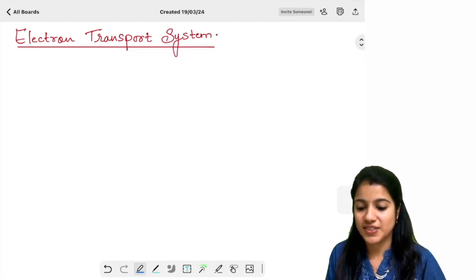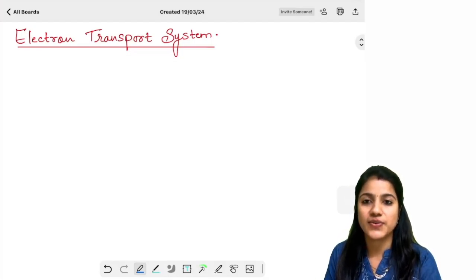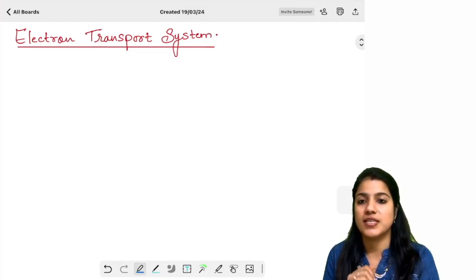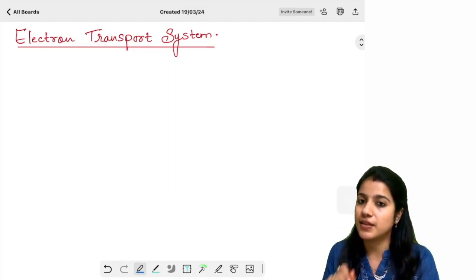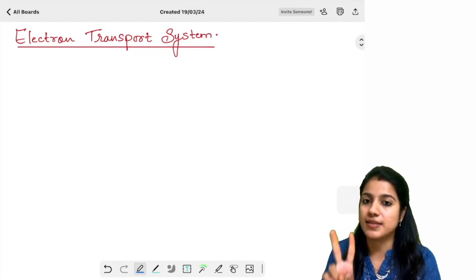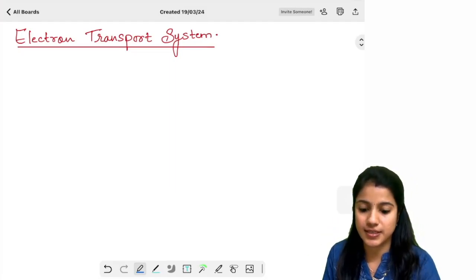Hello dear students, today I am going to discuss the electron transport system. Whenever complete breakdown of glucose takes place, there are three cycles which take place at different locations. First is glycolysis, second is Krebs cycle, third one is ETS.